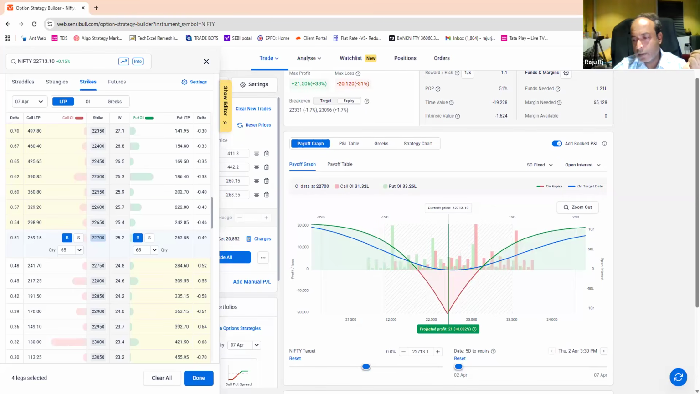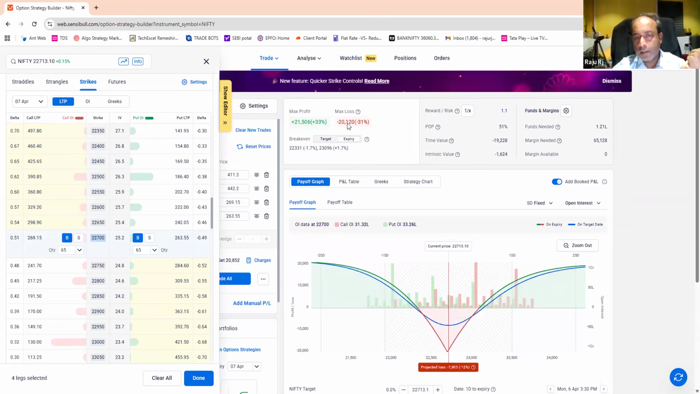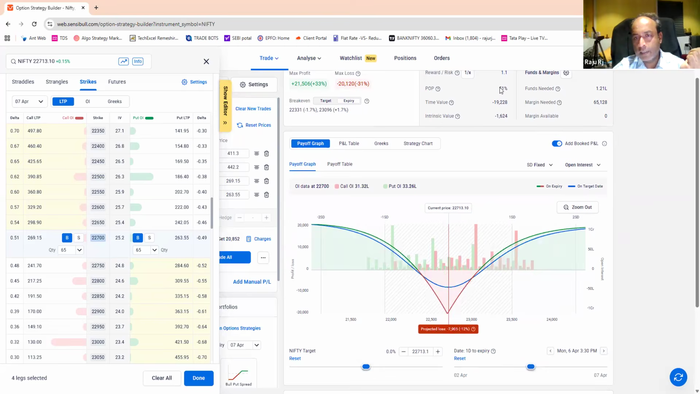Today is Friday. If you create on 5th, by 5th, if the market is going up, 6th of April, it is 1:1. But the probability of making profit is 51% because you have already hedged your positions with the weekly option and you have sold next weekly options.